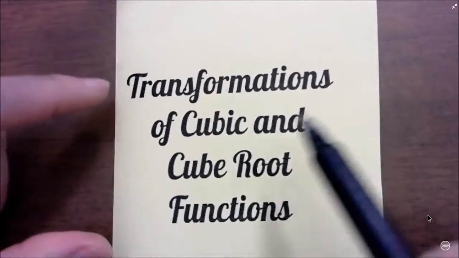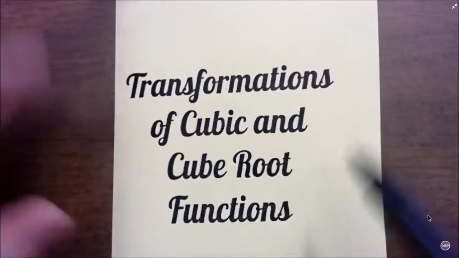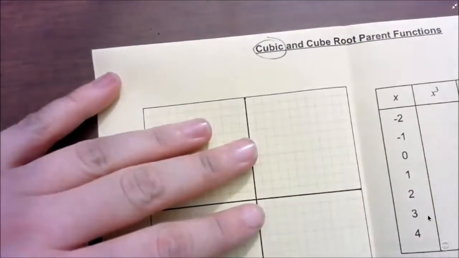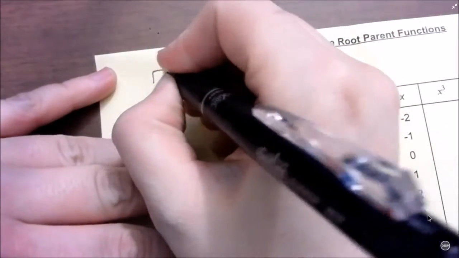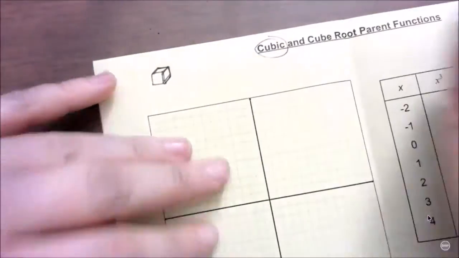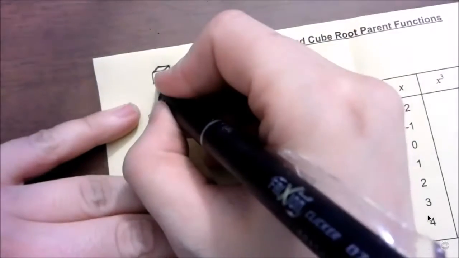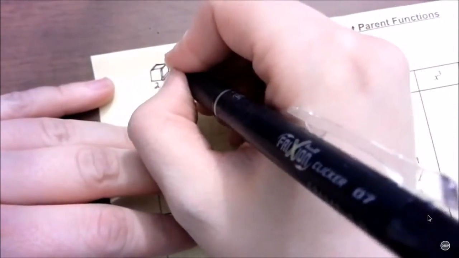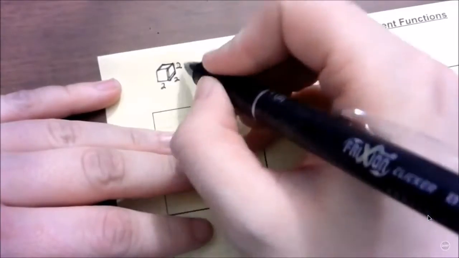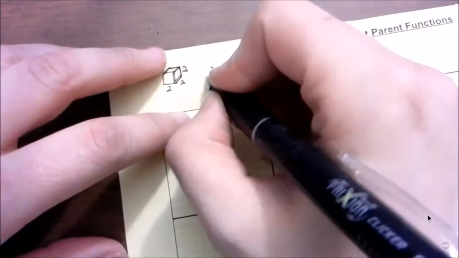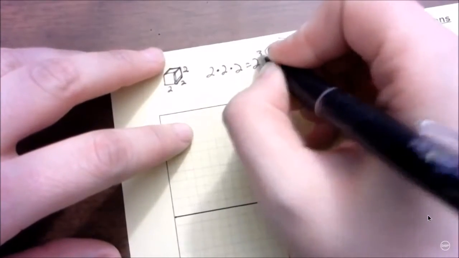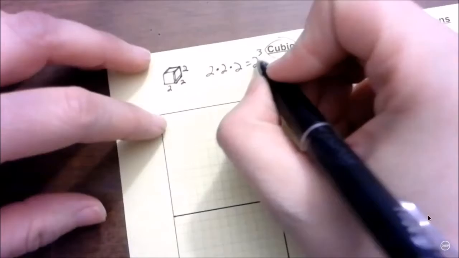Hello guys, so today we're going to look at transformations of cubic and cube root functions. So the word comes from, if you imagine you had a cube, and let's say my cube is 2 feet by 2 feet by 2 feet. To find the volume of that, you would take 2 times 2 times 2, which is 2 to the third power, which we call 2 cubed.